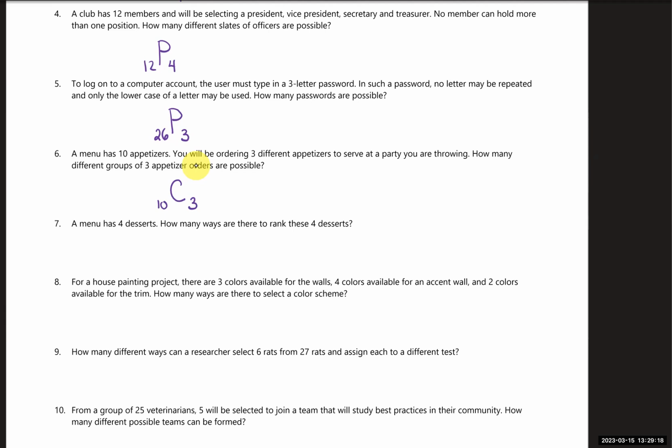All right, versus number 7, a menu has 4 desserts, and we'd like to know how many ways there are to rank the desserts. So now we're definitely talking about positioning mattering. For example, if cheesecake is your first favorite, that would be a different outcome than cheesecake being your second favorite. So we would be positioning our choices in these locations. So permutation involves ranking or positioning. And we've got 4 desserts. And in this case, we're going to rank all 4 of them.